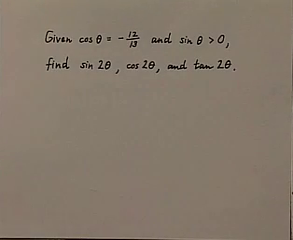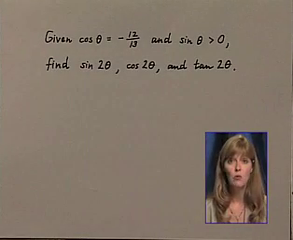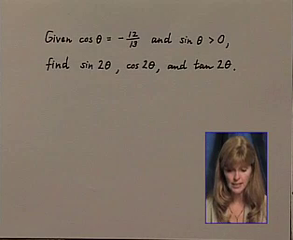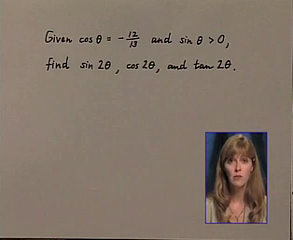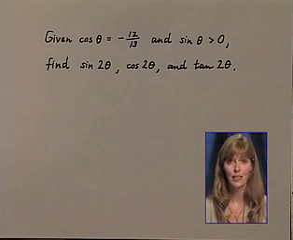Now, we're going to start in on working with our first example. If we're given that the cosine of theta is equal to negative 12/13, and we're told that the sine of theta is greater than 0, we want to find the sine of 2 theta, the cosine of 2 theta, and the tangent of 2 theta.